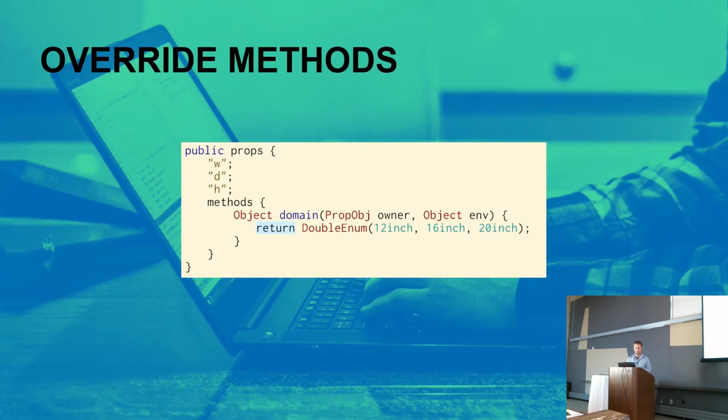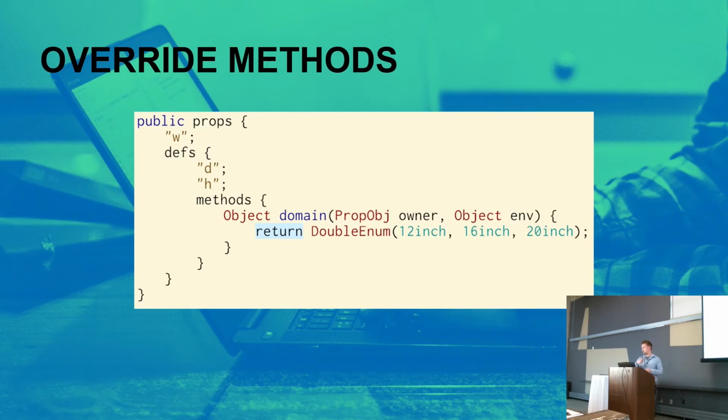You have this methods keyword. Methods is a block dedicated to override methods, in this case for all of the keys, in the same scope. So in this case, I'm overriding domain for W, D, and H. Correct. It's in the same scope, specifically. So for this example, D and H now have their domain methods overridden, W does not.